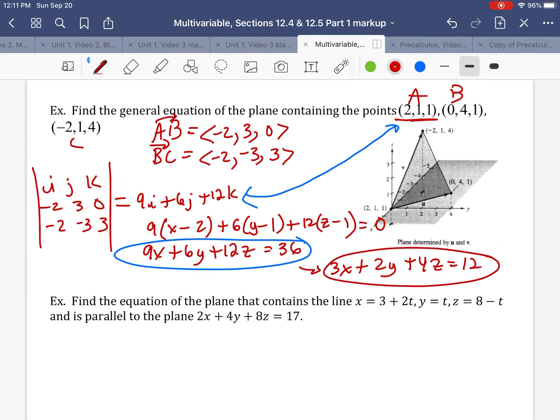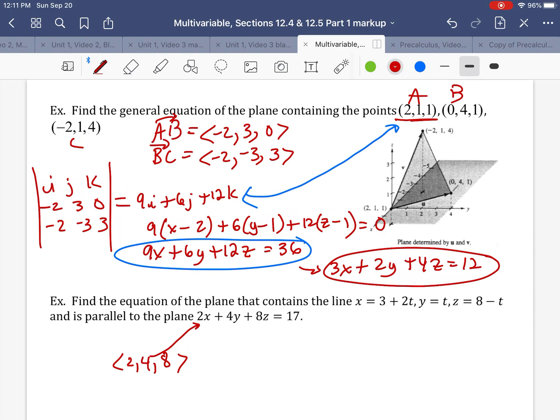All right, so the next one. Find the equation of a plane that contains this line and is parallel to this plane. So parallel to this plane, so you're telling me that you're going the same direction as this plane. So that means you have the same normal vector as this plane. So there's your normal vector right there. My normal vector is 2, 4, and 8. So you could use that 2, 4, 8, or you could use 1, 2, 4, reduce it all by 2, whatever you want to do. But I have half of what I need. I have a normal vector, and now I need a point.